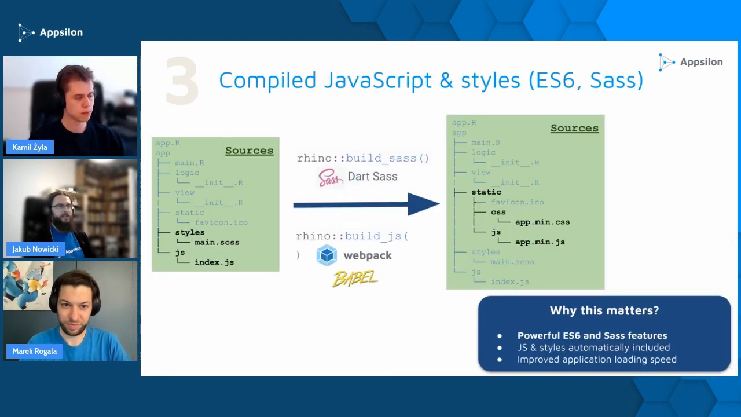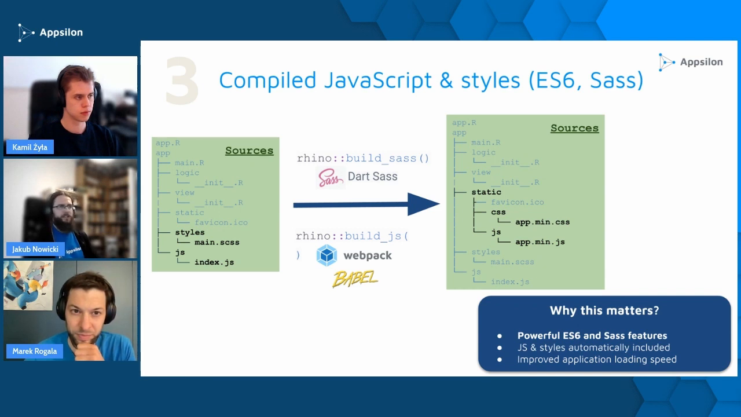Rhino also gives you other things, like helping you with handling your JavaScript code and your styles. All you have to do is write those two things in those two directories I already mentioned and compile it. Rhino provides functions for compiling both Sass and JavaScript.